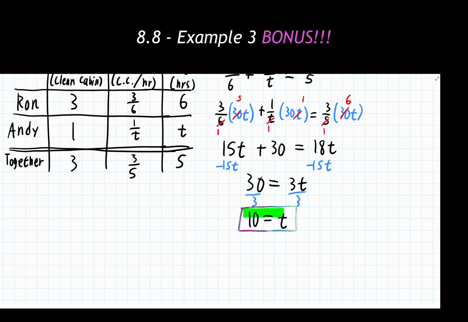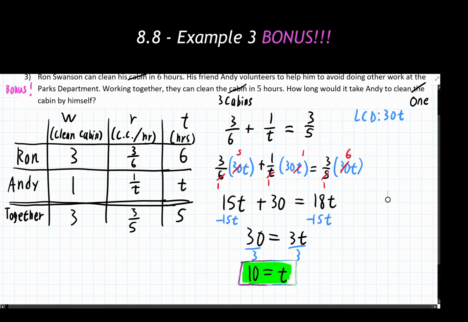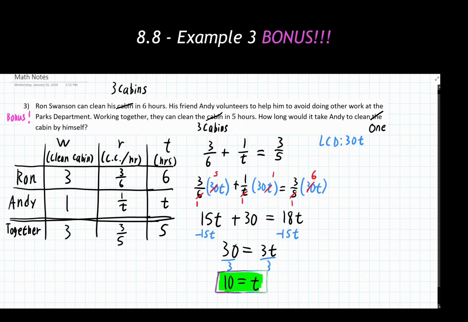So now I know that it takes Andy a total of 10 hours to go through and clean one single cabin. If we were asked, how long would it take to go through and clean maybe 2 cabins or 5 cabins or something like that, we would simply take this time that we have for one cabin and multiply it by 2 or 4 or 5 or however many we are asked about in the context of the problem. But I just wanted to show this as another example of how we could set this thing up if we had some different numbers written in at the very beginning of the problem. And a large part of it is going to be following the exact same process.